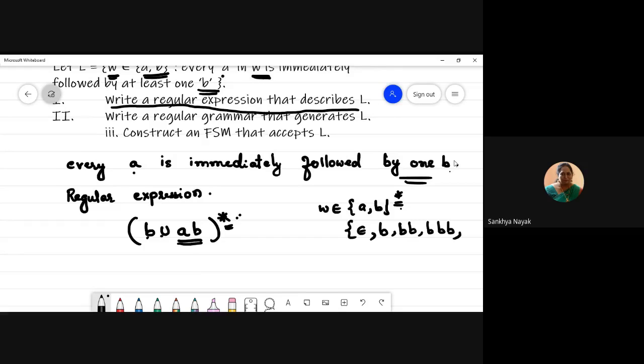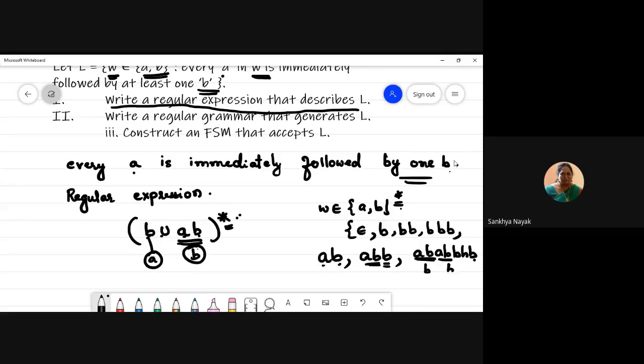But here you can see, if at all A is there, it should be followed by at least one B. So minimum is AB. What about ABB? Because it is at least one, I can have more than one B. Of course, for AB, I'll use this part, and for another, I'll use this part. So if I have A, B, B and many B's, that's okay. For AB and AB, I'll use this B part because it's a union.